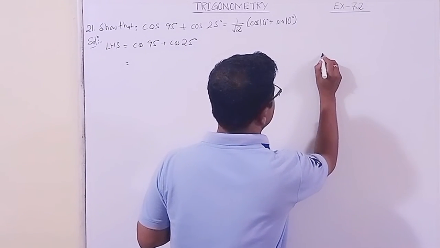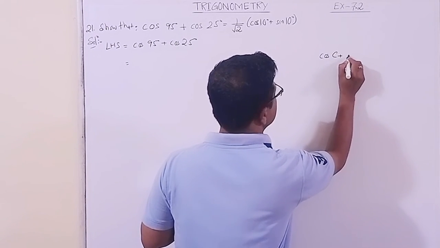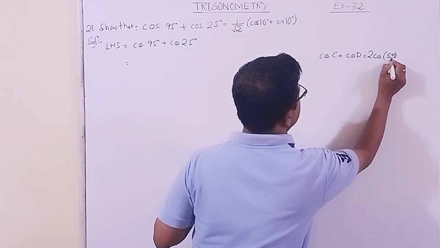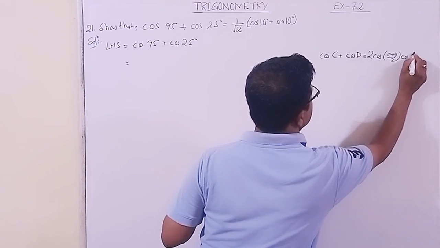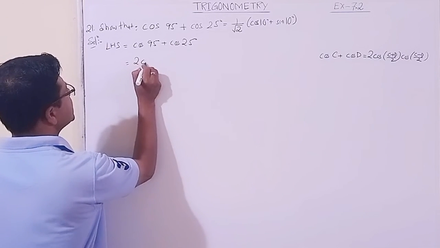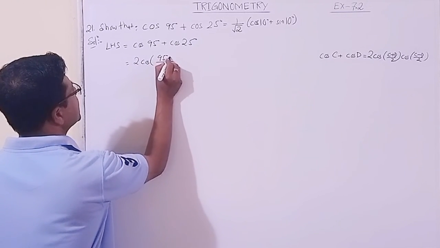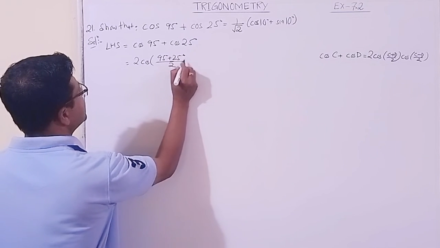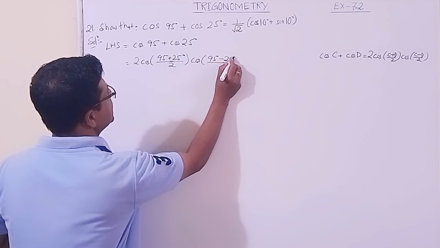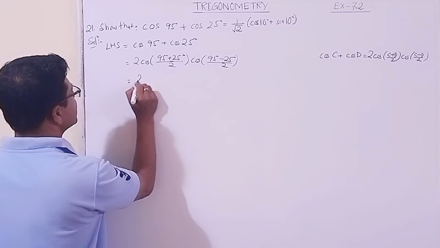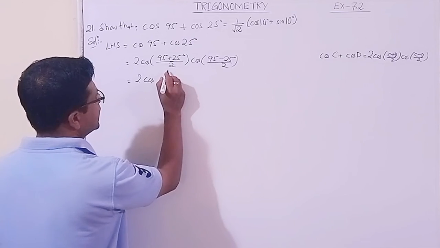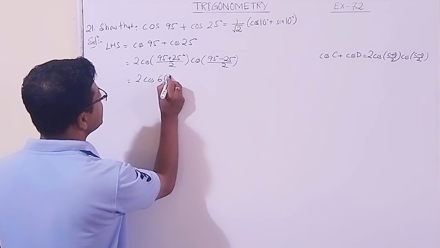Okay, which formula we shall apply? Cos C plus cos D is twice cos C plus D by 2, then cos C minus D by 2. This formula we get. So here cos C plus cos D, twice cos 95 plus 25 by 2, cos, then we subtract 95 minus 25 degree by 2. Okay, twice cos 95 plus 25 is 120 by 2. 120 by 2 is 60.